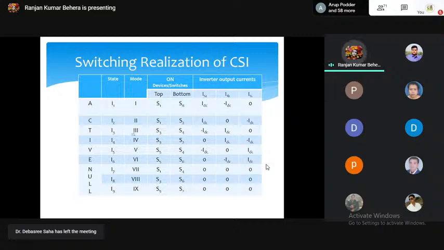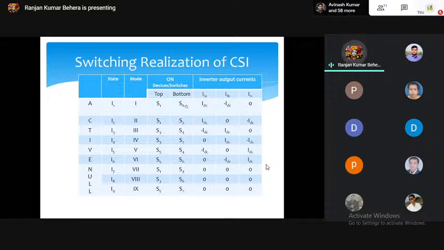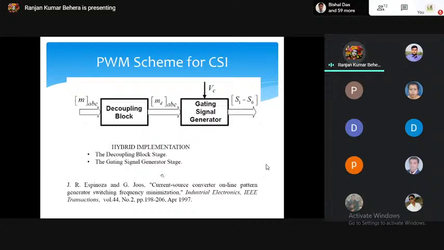And if you see each switch, for example, S1 conducts for 60 degrees at a time. S1 conducts for 60 degrees, S3 conducts for 60 degrees, S5 conducts for 60 degrees, then S1 conducts for 60 degrees again. So like this, it is repeated. This way we control this, and we have the modulation index, and then we have the gating signal generator.